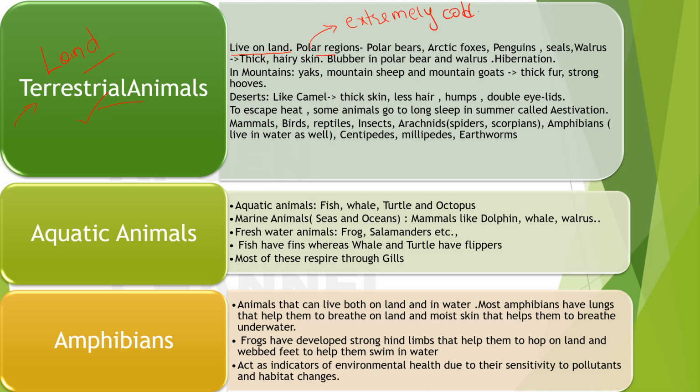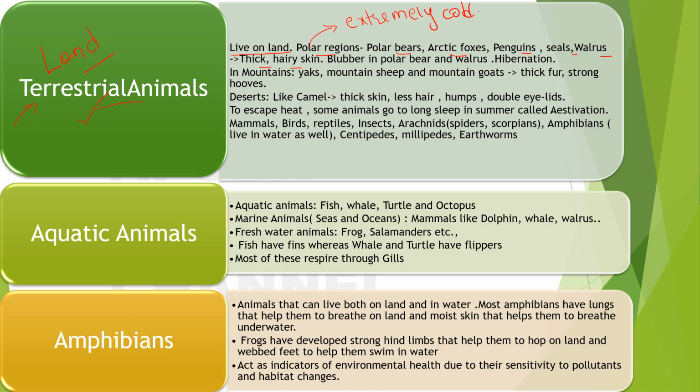So what are the animals we can see there? Polar bears, Arctic foxes, penguins, seals, walrus, etc. And what are the common adaptations we can see? That is thick and hairy skin. Why will they have thick and hairy skin? It is because thick skin will help them to survive in this cold environment.